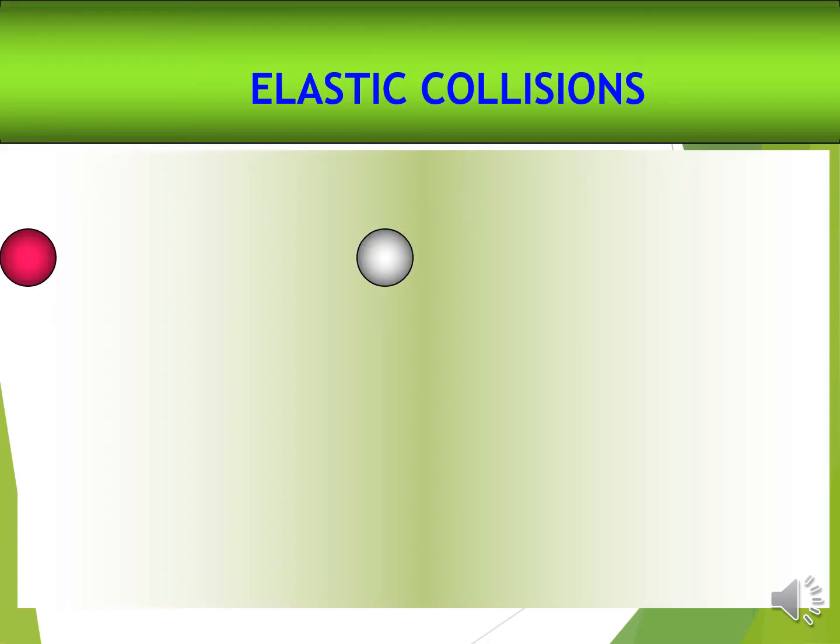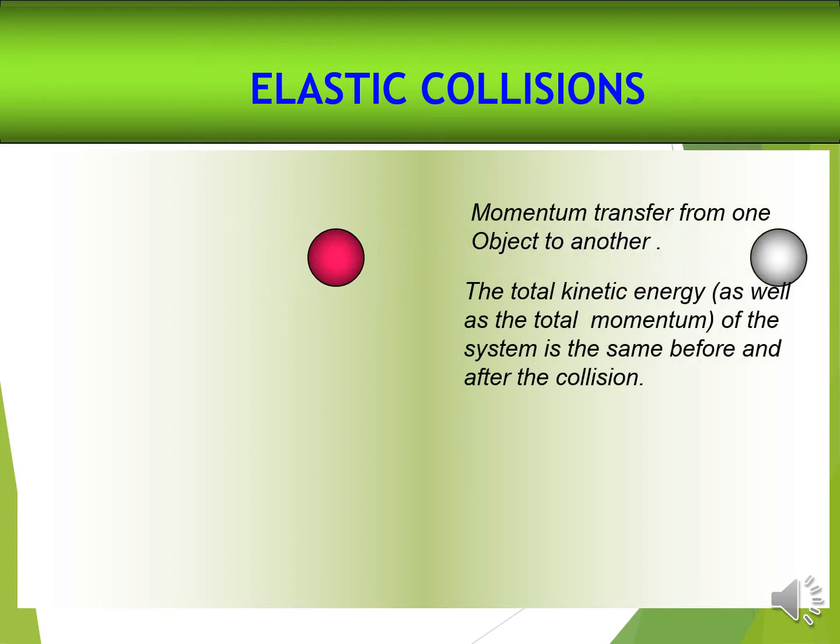Example of elastic collision. In this collision, there is a momentum transfer from one object to another. The total kinetic energy as well as the total momentum of the system is the same before and after the collision.